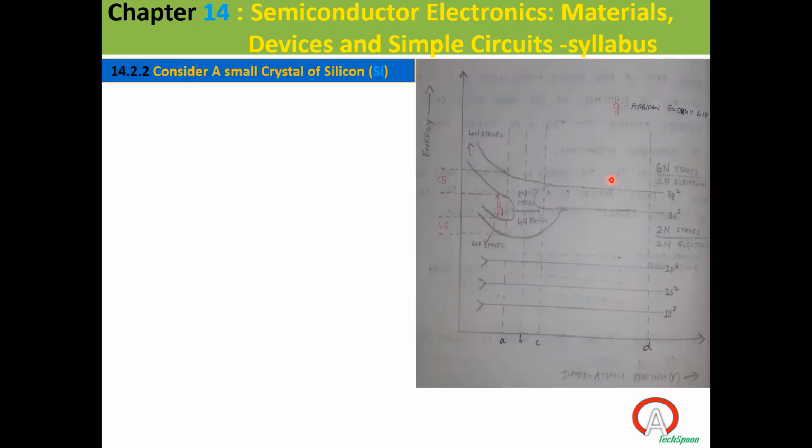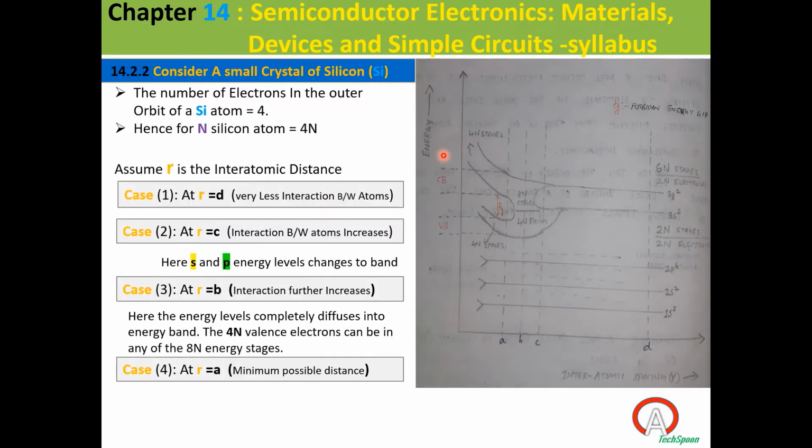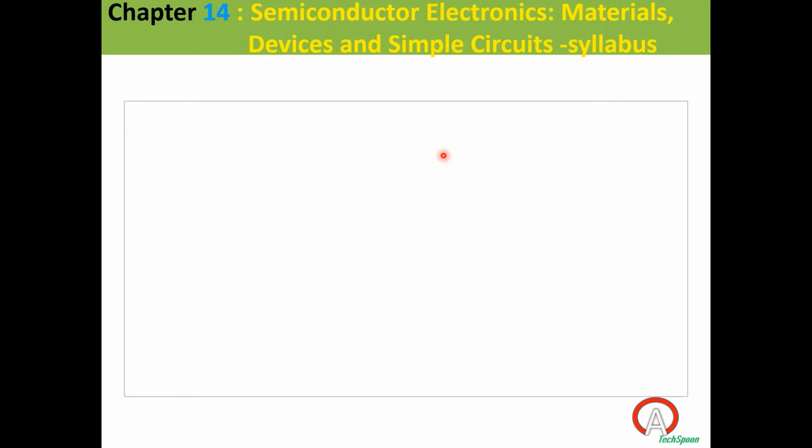Then we discussed a silicon crystal, right? When the distance decreases, what happens? Finally there will be two bands. One is the valence band, another one is the conduction band. What is the valence band and what is the conduction band? That is the ultimate thing you have to remember.